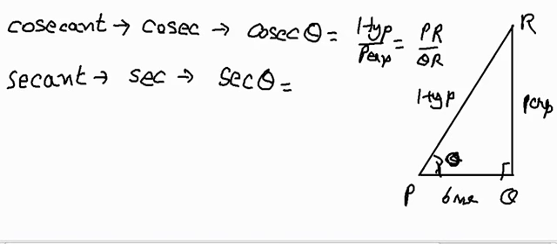What was cos theta? It was base by hypotenuse. So sec theta will be just the opposite of cos theta, and it is going to be hypotenuse by base. Cos theta, you recall, was base by hypotenuse. So sec theta is hypotenuse by base, which in the figure will be PR by base. What is base here? PQ.